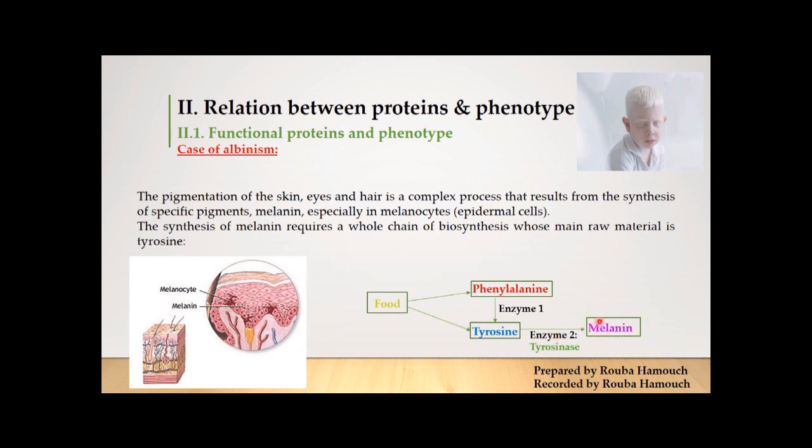its absence or its presence depends on the absence or the presence of tyrosine, which means if there is any deficiency in enzyme 1, phenylalanine could not or cannot give tyrosine. And if there is an abnormality in enzyme 2, even if tyrosine is present, melanin will not be produced since enzyme 2 is abnormal or absent.